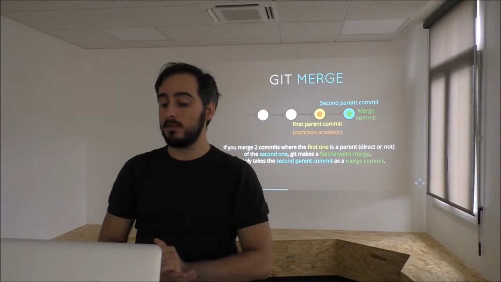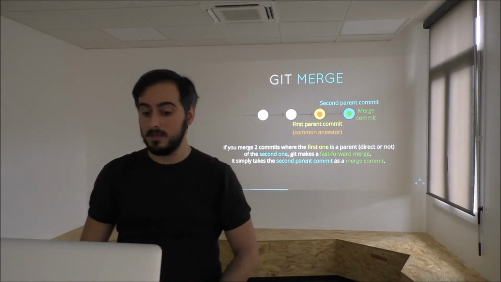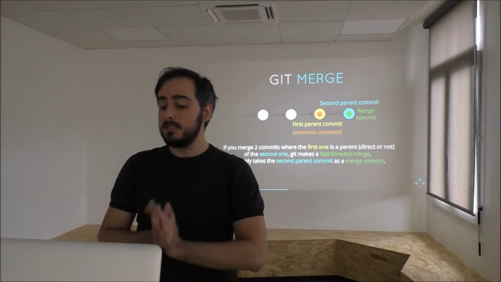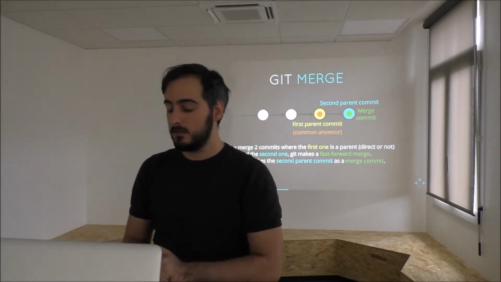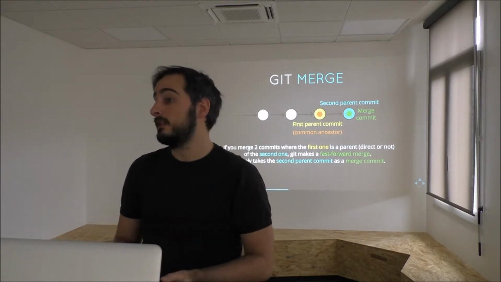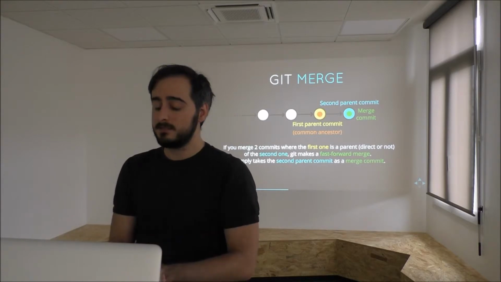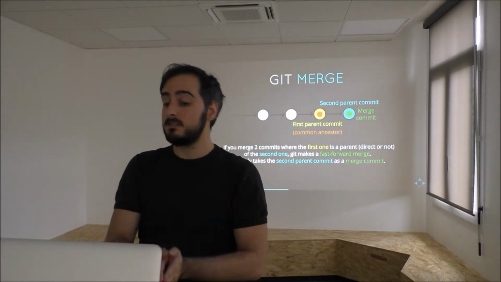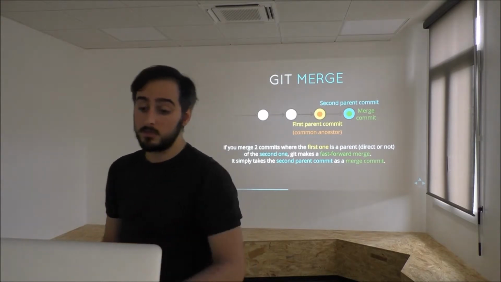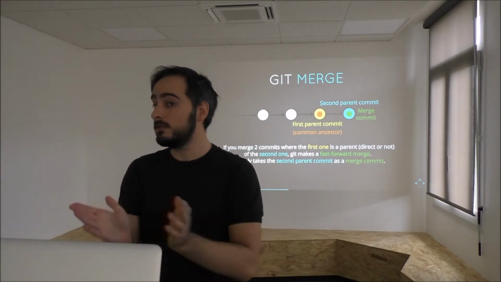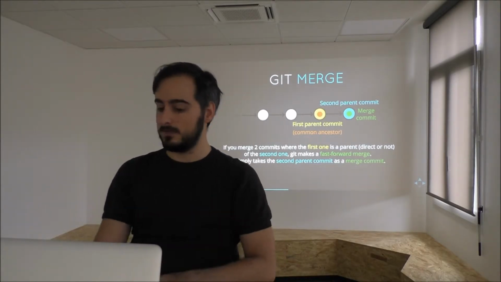If you merge 2 commits where the first one is a parent, direct or not, of the second one, then it simply takes the second parent commit as the merge commit. What does it mean concretely? It means that the diff between the common ancestor and the first parent commit, and between the common ancestor and the second parent commit, is just the diff that you can see between the yellow and the blue commit. We don't need to do some branching to achieve what we want as a merge commit.